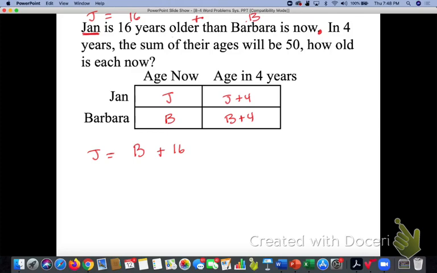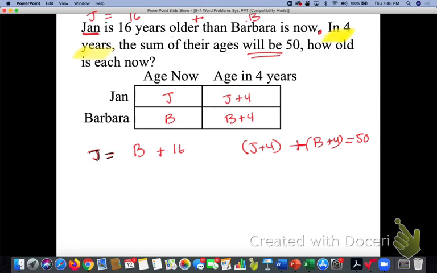Now we have in 4 years. That means for the whole sentence, comma, anyone they're talking about in 4 years, we're going to call them by their name in 4 years. So it says the sum of their ages. That means to add. Jan's age in 4 years is J plus 4. The sum of their ages. Barb's age, B plus 4. Will be, there's my equal sign, 50. And those are our 2 equations.